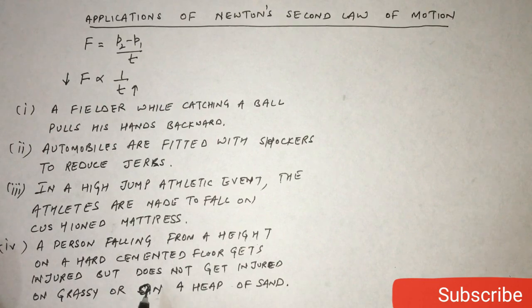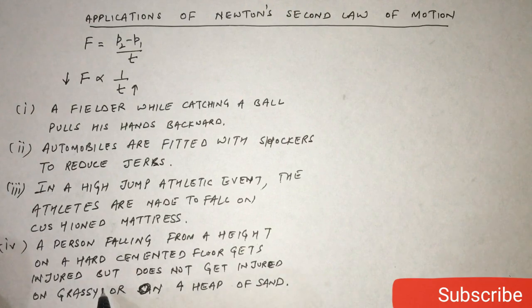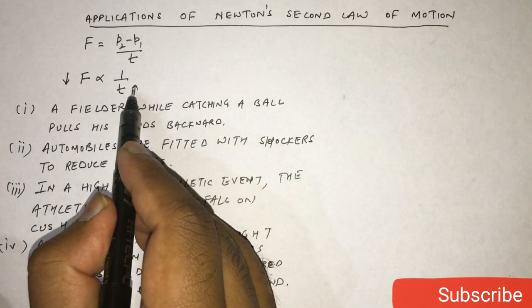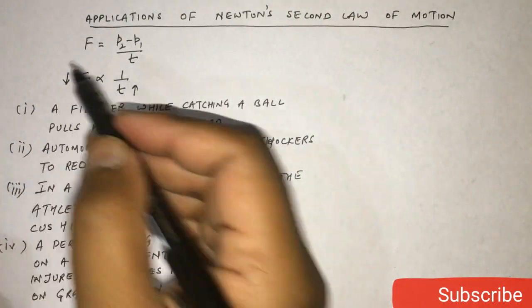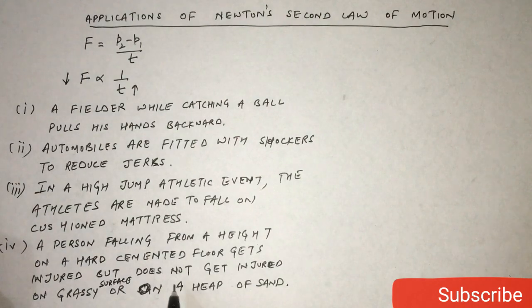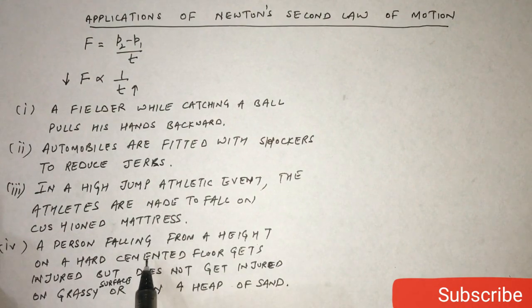If the person falls on the heap of sand or on the grassy surface, the time of impact increases. Hence, the force decreases. That's why he does not get injured. But on the cemented floor, the time of impact is very less, so the force increases. So the person gets injured. Clear?